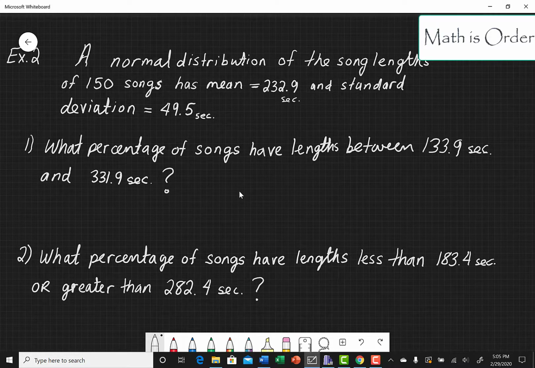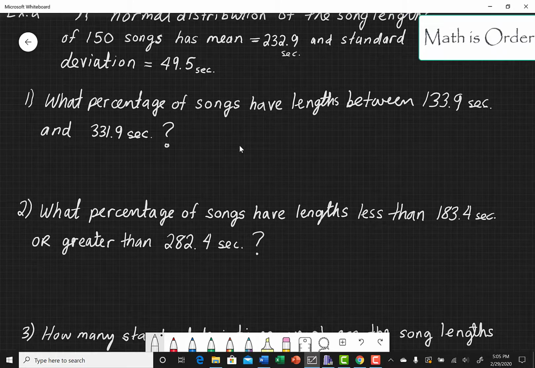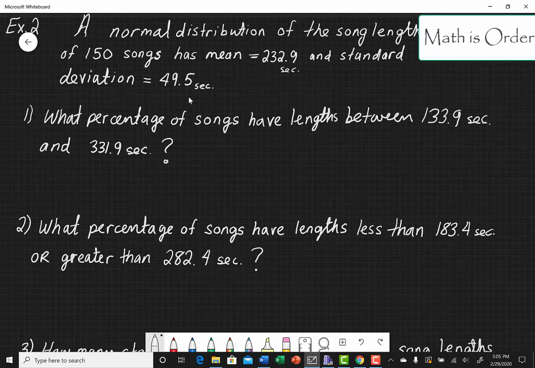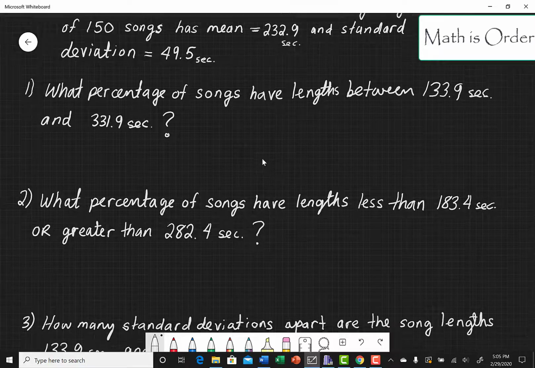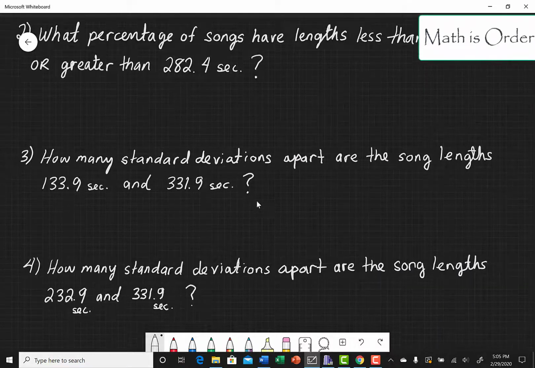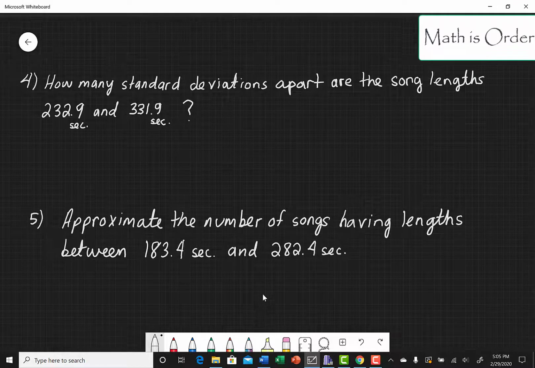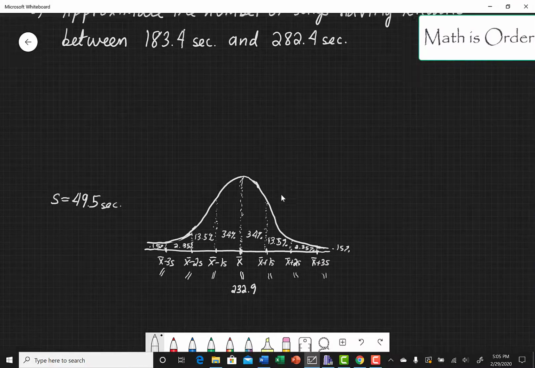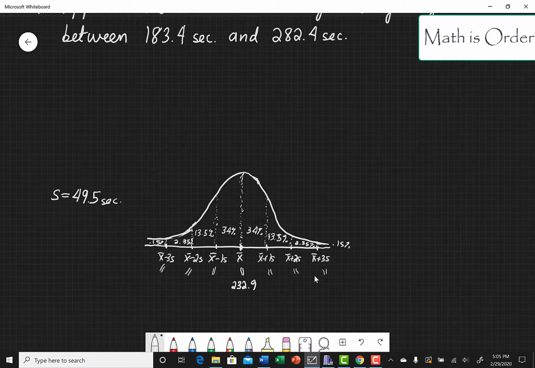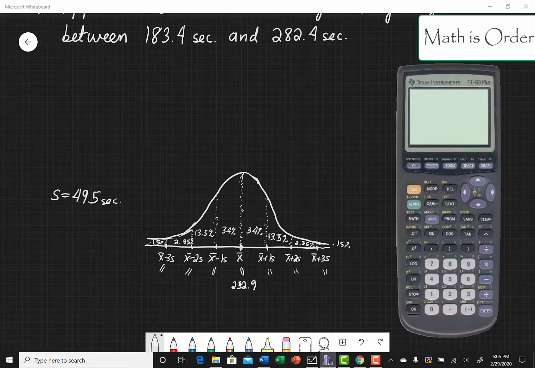The first thing we need to do is find those quantities by applying the empirical rule. So the mean is 232.9, standard deviation 49.5. Let's go ahead and graph here. Now I've started it here, so we just need to compute these other quantities. Let's pull out the calculator on this one, since they have a lot of decimals, to make things go a little faster.